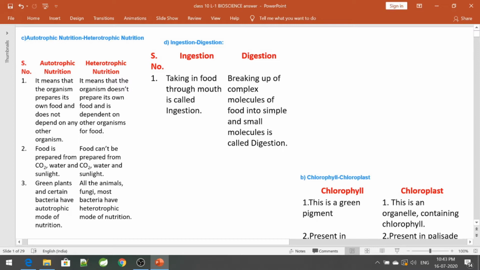Second one, differences between ingestion and digestion. Ingestion is taking in food through the mouth. Digestion is the breaking up of complex molecules of food into simple and small molecules.